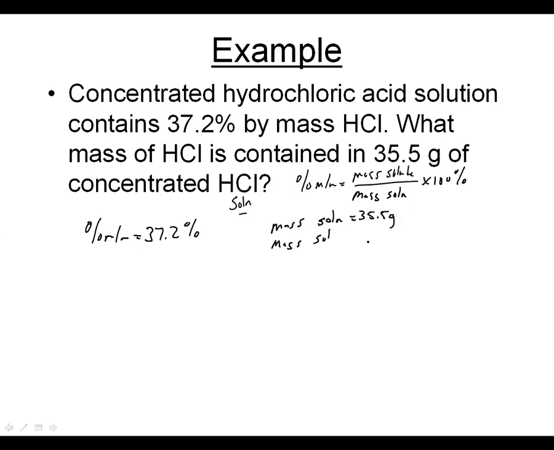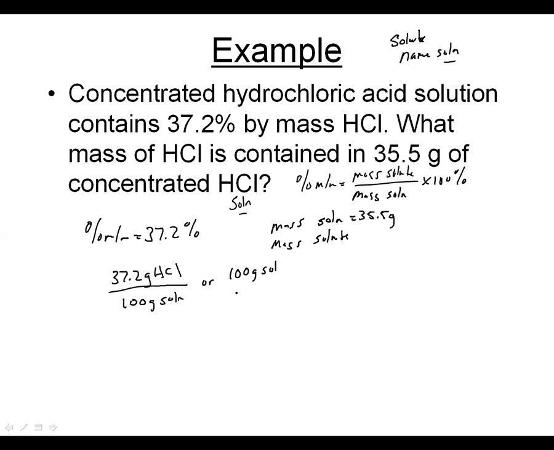Remember that the solute is usually the name of the solution. So if you're asked to find how much HCl there is in a concentrated HCl, that means HCl is the solute, and obviously 35.5 would be our grams of solution. So you could do it the dimensional analysis way if you like. That's 37.2 grams of HCl in 100 grams of solution, from the percentage.